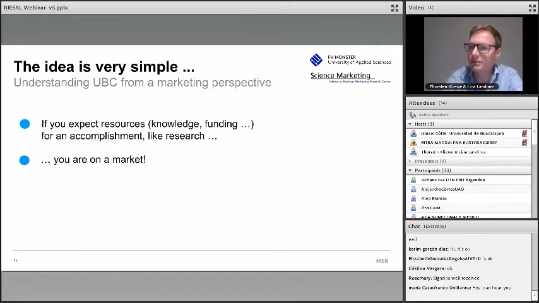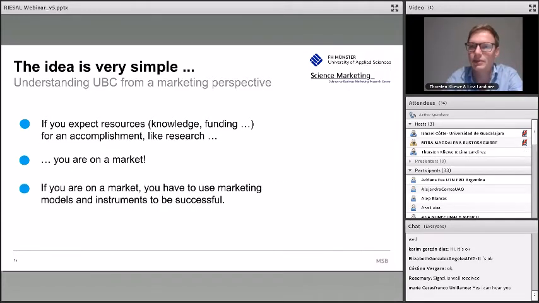And when we are on the market, what companies do is they apply marketing models and instruments to be successful. May this be customer satisfaction measurement, may this be some portfolio analysis, and so on and so forth. So the original idea, which was the foundation of our center, the Science to Business Marketing Research Center, was that we look closer at these specific marketing models and how we could use them to be successful in university business cooperation.